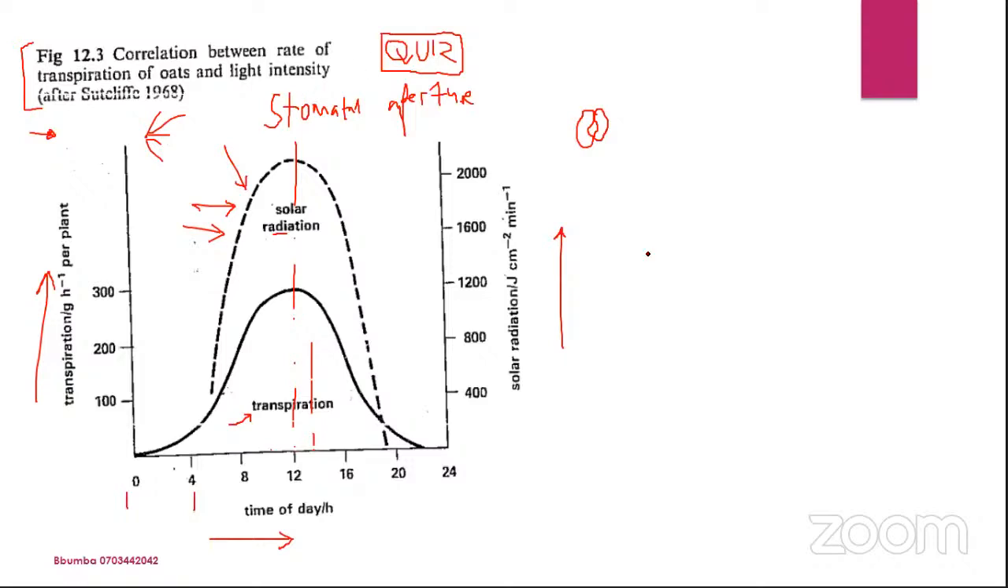Let me read some of these answers which some people had written. Wahereza Emily had said that from 0 to 4 hours, the rate of transpiration gradually increases with the increase in solar radiation, which gradually increases the kinetic energy at which the water molecules are released.